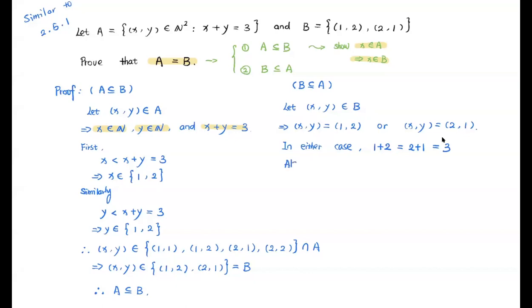Also, we know that both 1 and 2 are natural numbers. Okay, why do we need to say that? Because for set A, we have two conditions. The first condition is x and y are both natural numbers. And the second condition is if you add them together, you get 3. So we need to check both conditions. Since both are true, therefore, our xy is also an element of A.